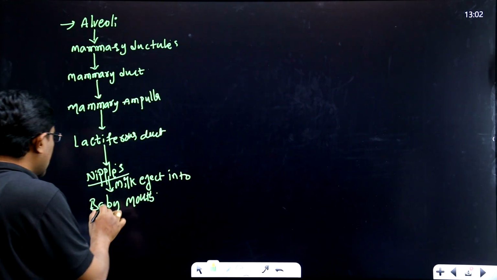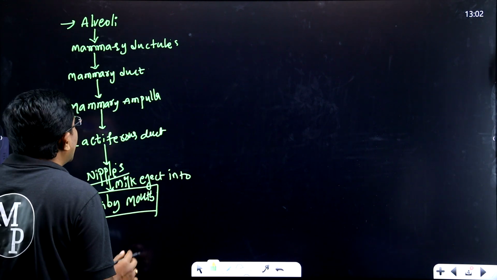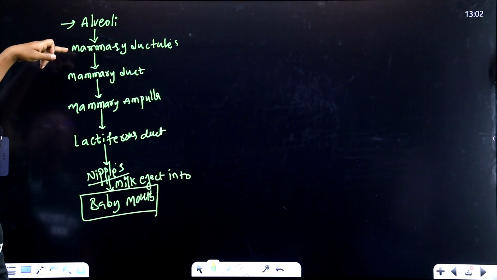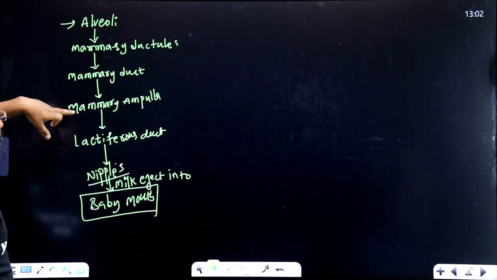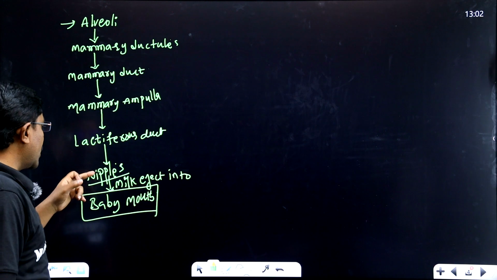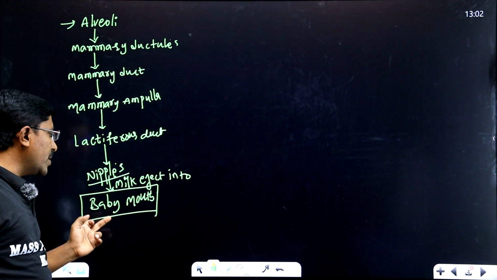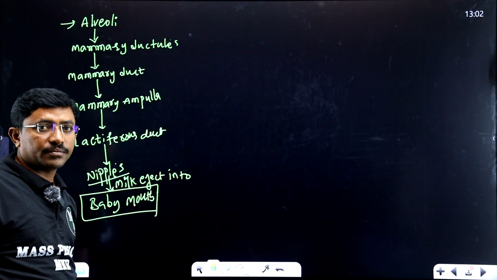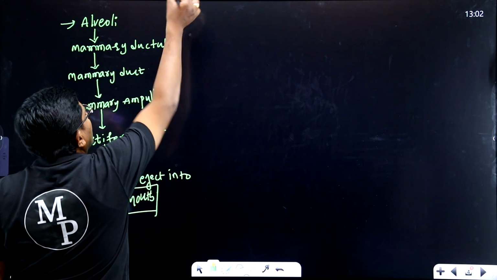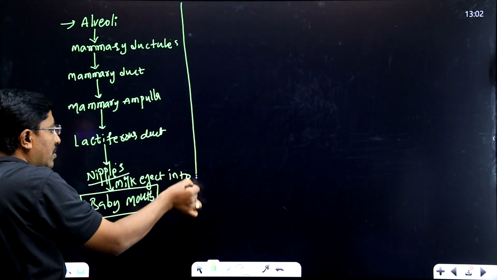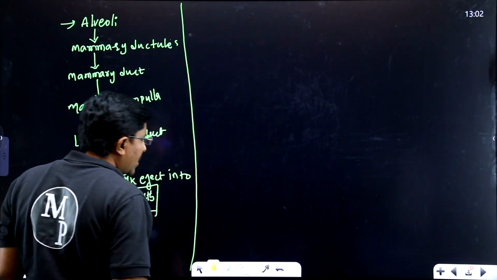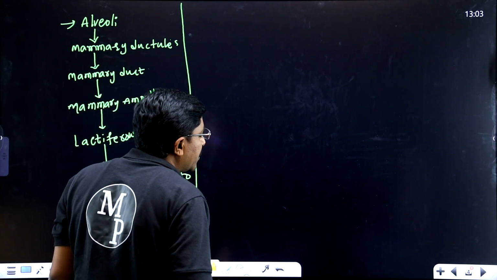So this is the chronological order of movement of milk: from alveoli to mammary ductules, mammary ductules to mammary duct, mammary duct to mammary ampulla, mammary ampulla to lactiferous duct, lactiferous duct to nipple, nipple to baby's mouth by sucking. This is the milk transportation from the mammary gland to the accessory ducts. Here some important points I'll explain to you.